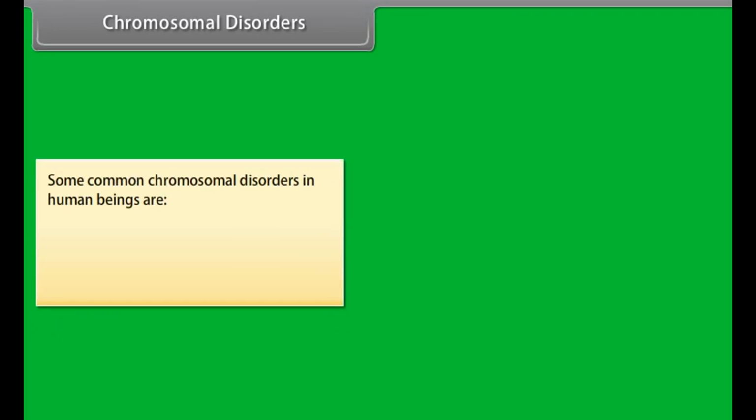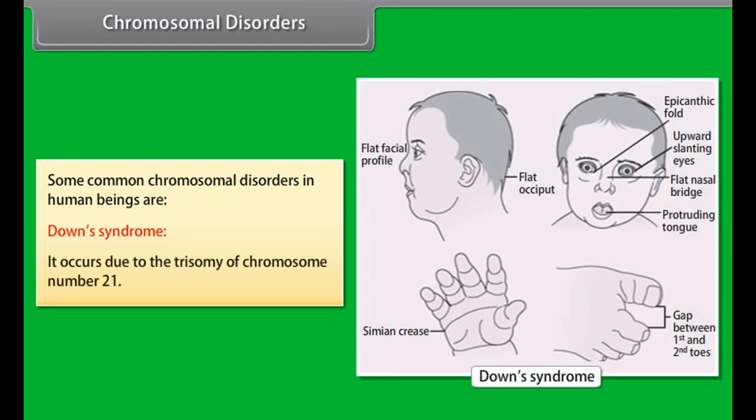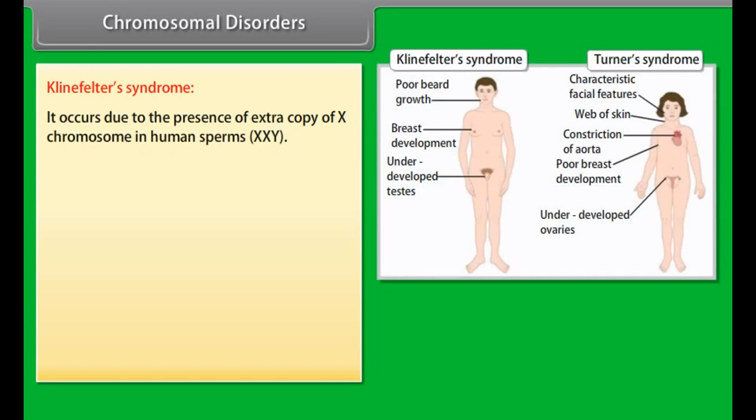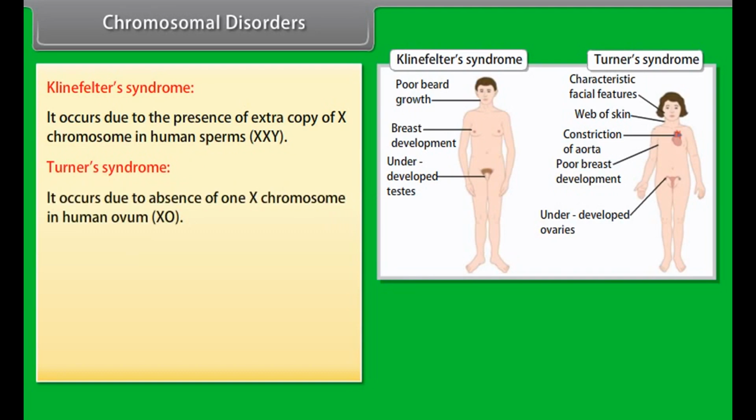Chromosomal disorders. Some common chromosomal disorders in human beings are Down's syndrome. It occurs due to the trisomy of chromosome number 21. Klinefelter's syndrome. It occurs due to the presence of an extra copy of X chromosome in human sperms, XXY. Turner's syndrome. It occurs due to the absence of one X chromosome in human ovum, XO.